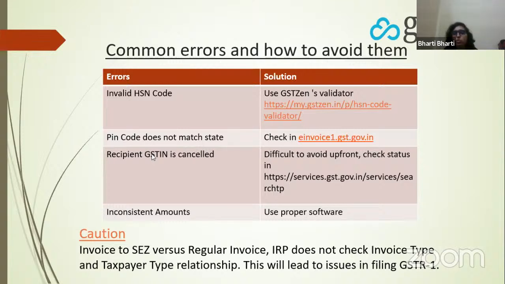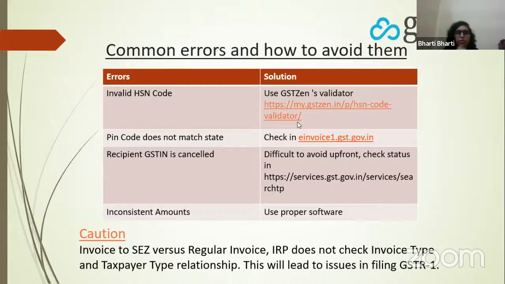Common errors and how to avoid them. Invalid HSN code. You might be using HSN codes, and the e-invoice portal validates all the details. So the HSN code you have been using up till now might not have been valid. You can check the validity of the HSN code either on the GST portal or on GSTZen using the various tools that we provide.